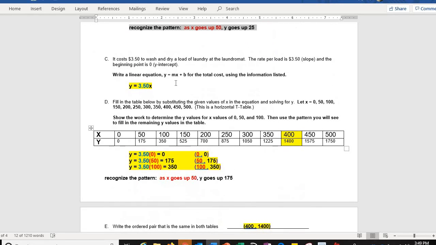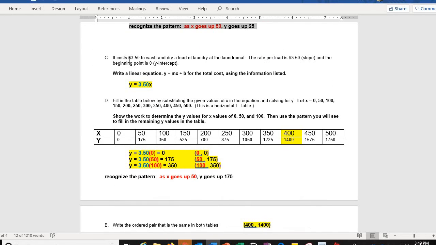Okay? Then I go down to C. I'm reading that. It cost me $3.50 to wash and dry a load of laundry at the laundromat. That's per load. Per load. So that's the slope. That's the M value. And because we're not buying a washer and dryer, there is no B. It's 0, so I don't need to write it. So here's my equation. Again, I'm going to come down to D and do the same thing. I'm going to use the 0, 50, and 100, plug those in, do the math.